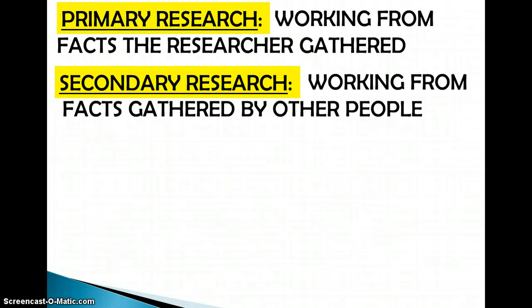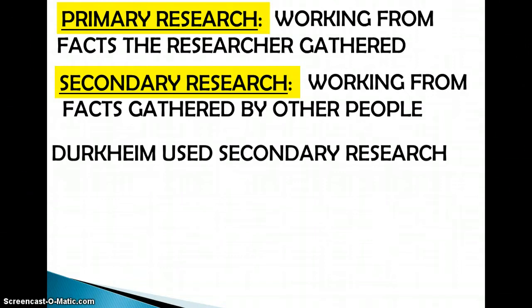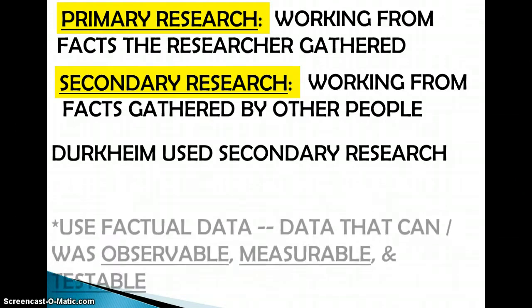Secondary research is gathering facts and research that were already collected by other people. For example, if I wanted to know the average GPA of all the people in this class, I would go to the office, find the GPAs for everyone in this class, and then do an average. So I'm using statistics or numbers that was already gathered and created by the office. And so therefore that's called secondary research. Durkheim used secondary research in his quest to use the scientific method to solve society's problems.